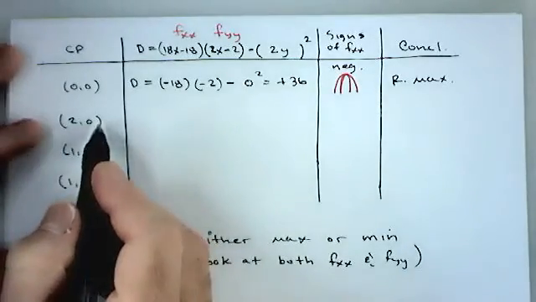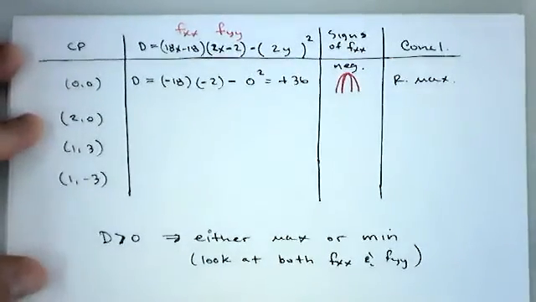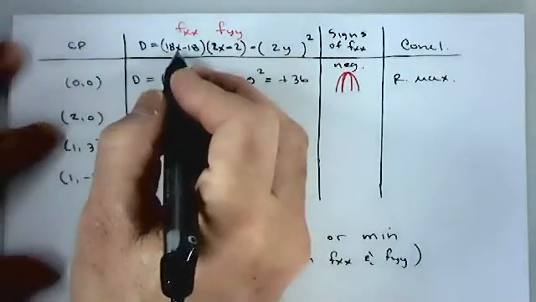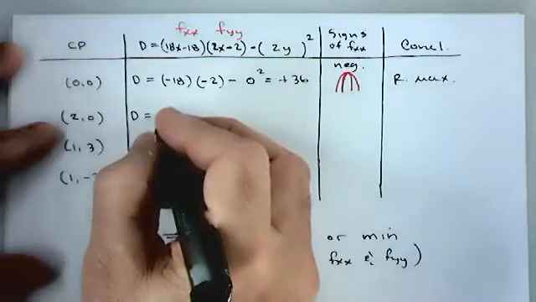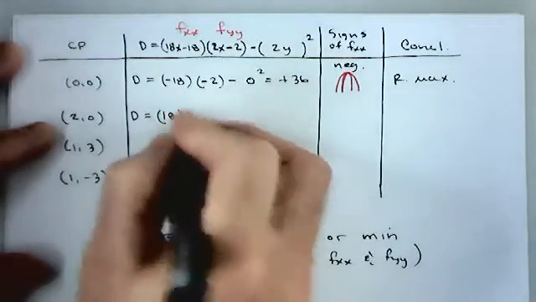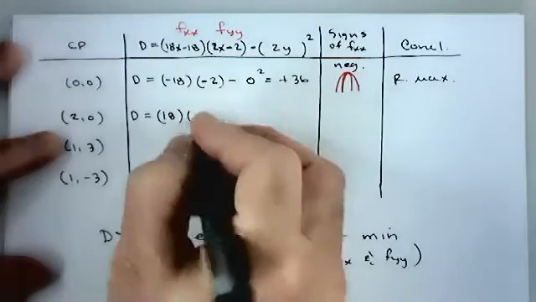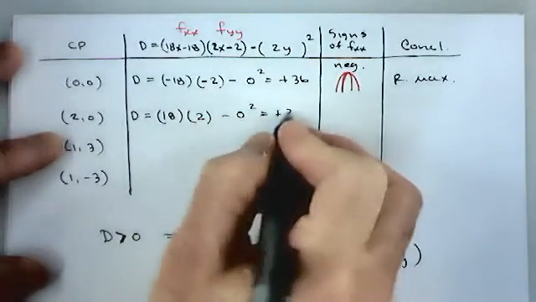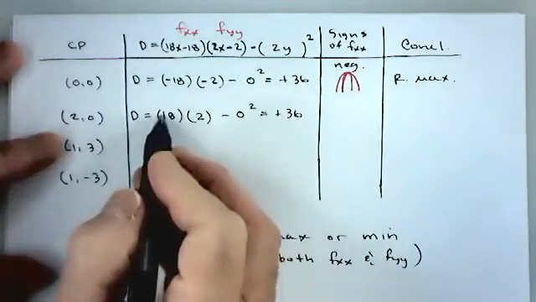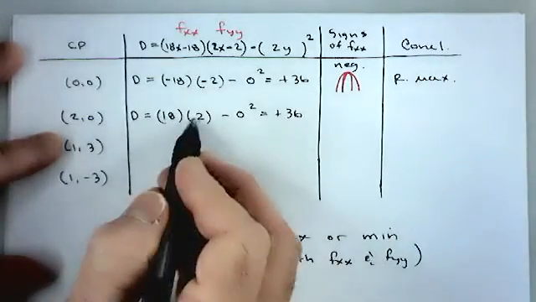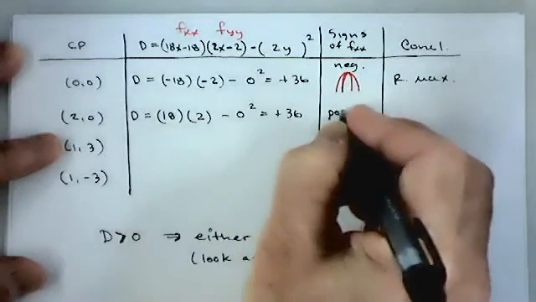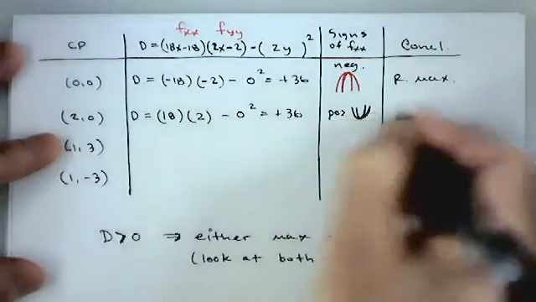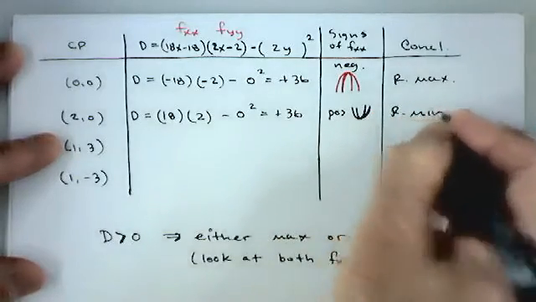All right, let's try (2, 0). 36 minus 18 comes out to be positive 18. 2 times 2 is 4, minus 2 is positive 2. And y is 0, so this also gives me positive 36. But the difference is now both f sub xx and f sub yy are positive. That tells me the graph is concave up in both directions. So this one would be a relative min.